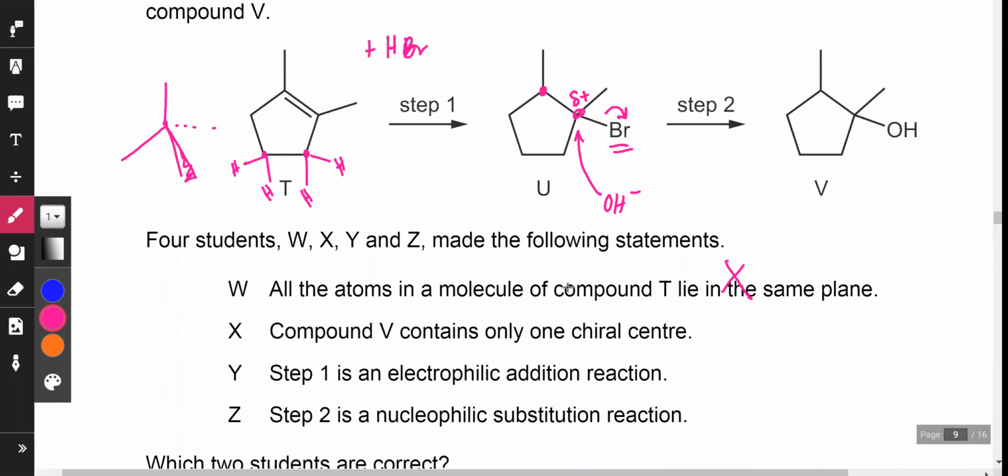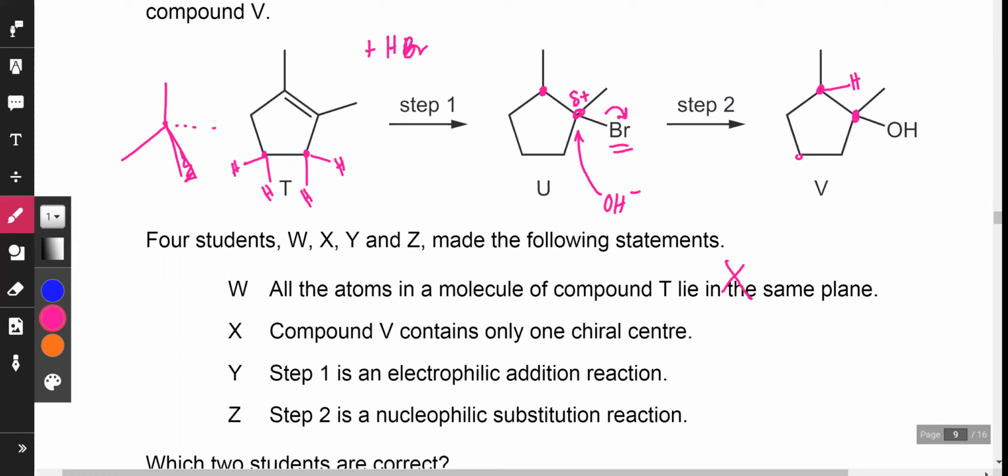The next one is: compound V contains only one chiral carbon atom. So let's look at V, and this is definitely chiral because all four groups are different. But then again, this is also chiral because there's going to be one H which is not shown. So all four groups are going to be different. This side is different, this side is different, something else appears on this side, and this side is also different. So in this molecule, there are actually two chiral carbon atoms.